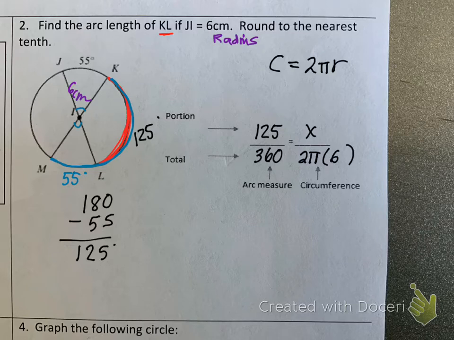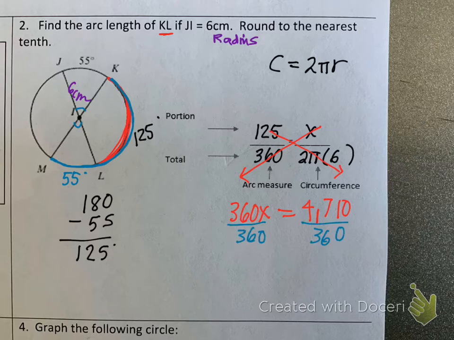So from here, we're going to be cross multiplying. I'm going to grab my calculator. So we're multiplying x times 360, which is 360x, and that's equal to, we're going to be multiplying 4 numbers here in any order. So 125 times 2 times 3.14 times 6, that's 4,710. One last step to get x alone, divide both sides by 360.